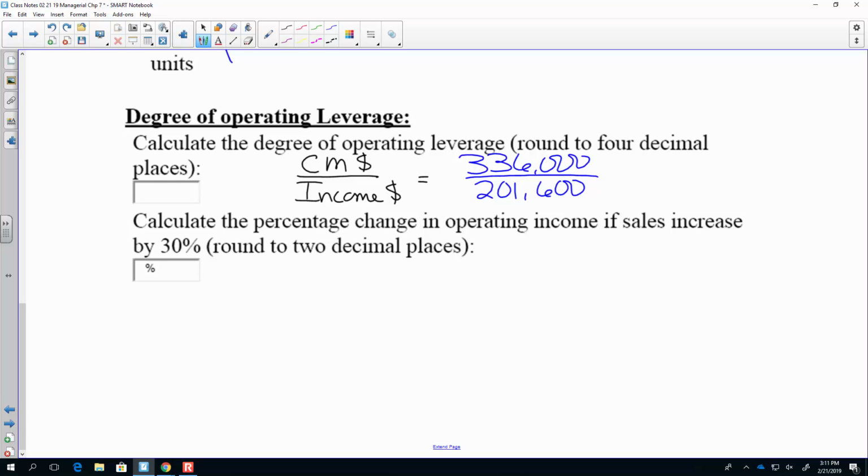And what's my DOL then? Carla? It's 1.6667. Are you supposed to? It's 4 decimals after it. Oh, yeah, it's recurring. So I gotta add one more 6 and then a 7. Yeah.